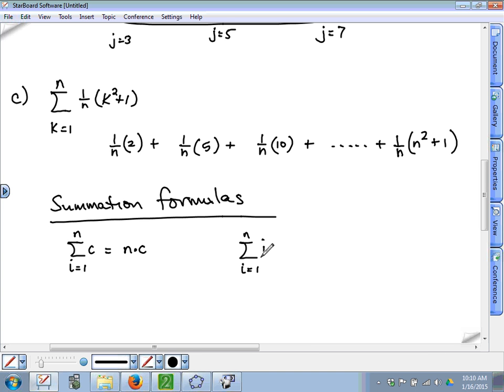So if you're taking the summation of a linear expression where the exponent is just 1, that was equal to this. This is the one you spent most of your time with in pre-calculus last year. N times n plus 1 over 2. You remember how Gauss took the first number and the last number, added it together, then divided it in half? Yeah. That's what this is. This is the first and the last divided by 2.